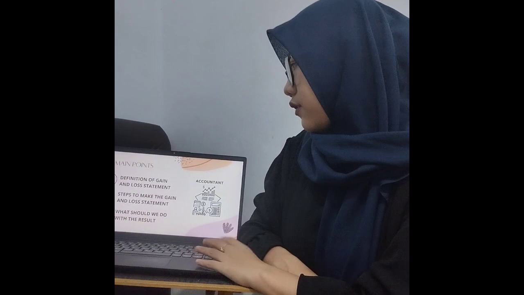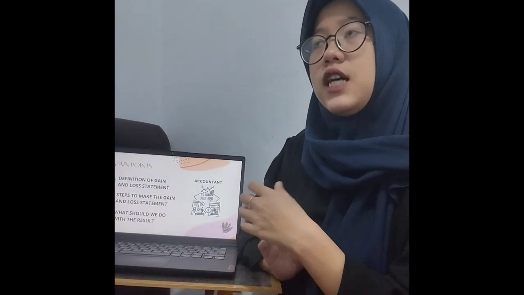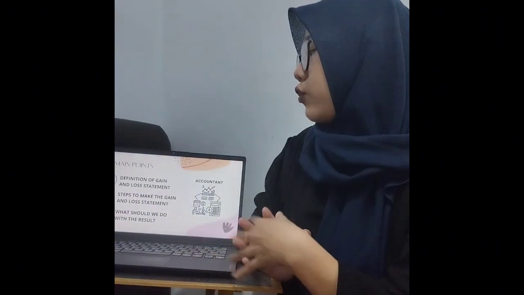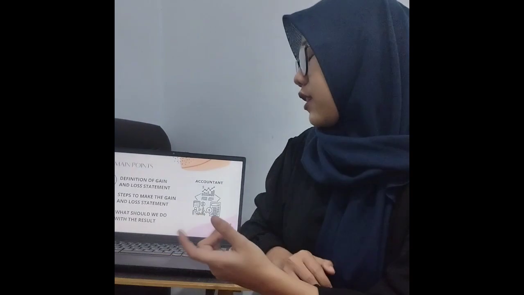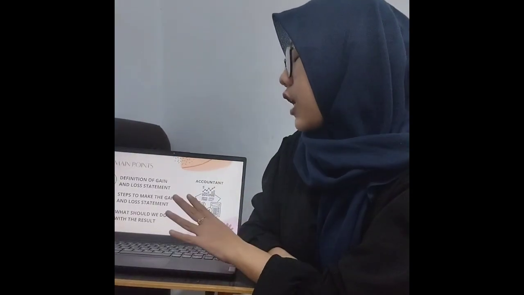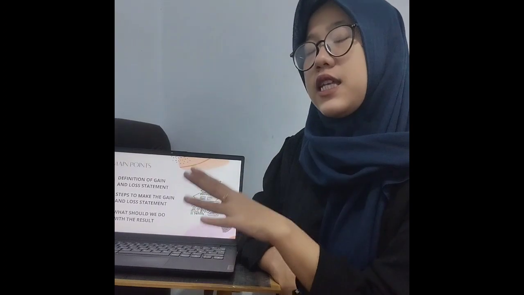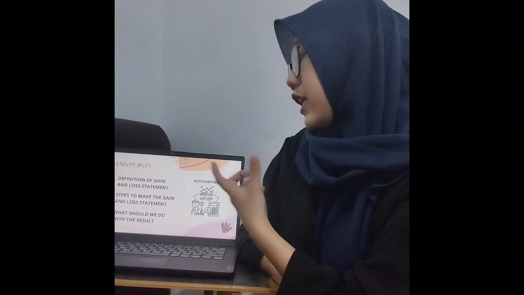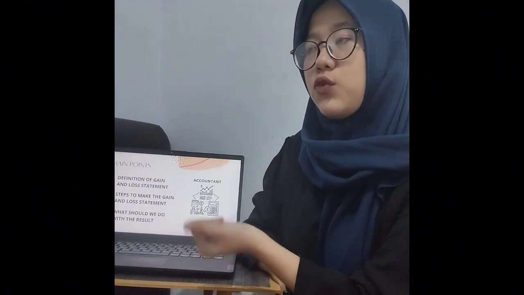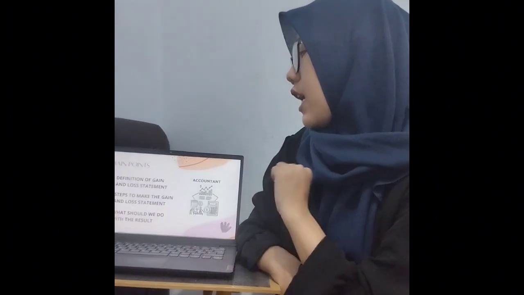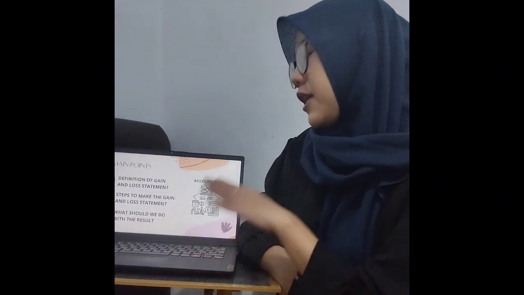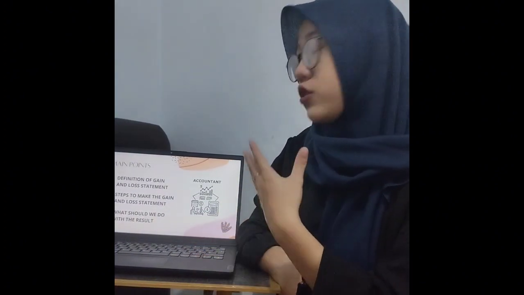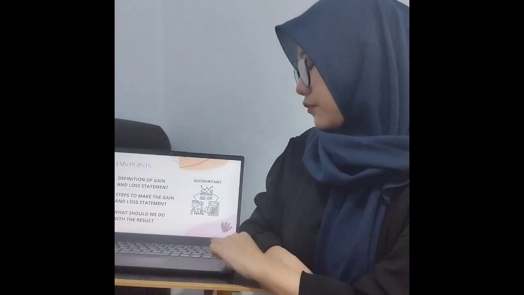And that's an overview of how to make a simple gain or loss statement. Now just to summarize, let's quickly look at the main points again. First, we talked about the elements in the gain or loss statement, which are revenue and expense. And second, we talked about the step by step in making a gain or loss statement. And the last, we talked about what we should do with the result.